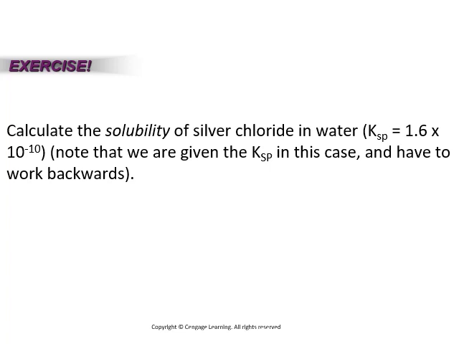So we know silver is always plus one, even though it's a transition metal. Chloride's always what? Minus one. So what's the formula for silver chloride? AgCl, right? Just AgCl. Put it in water, it breaks up into just Ag plus and Cl minus. 1:1:1.